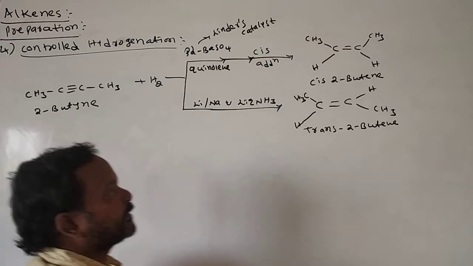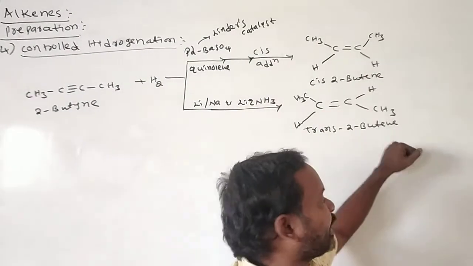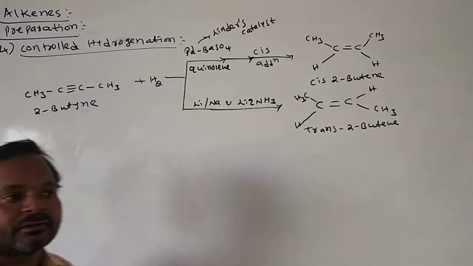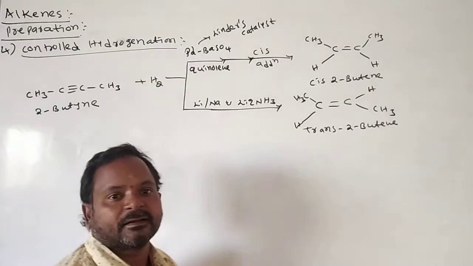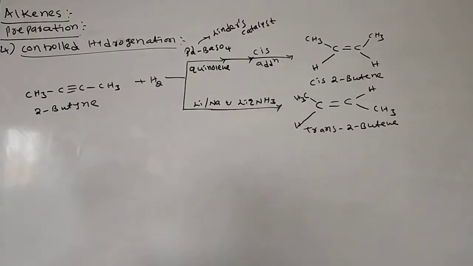In continuation, hydrogenation of these two gives alkanes only. That's why we stop here. So this is what we call controlled hydrogenation. Controlled hydrogenation in the presence of palladium barium sulfate quinoline forms the cis compound. The presence of sodium and liquid ammonia forms trans compounds.